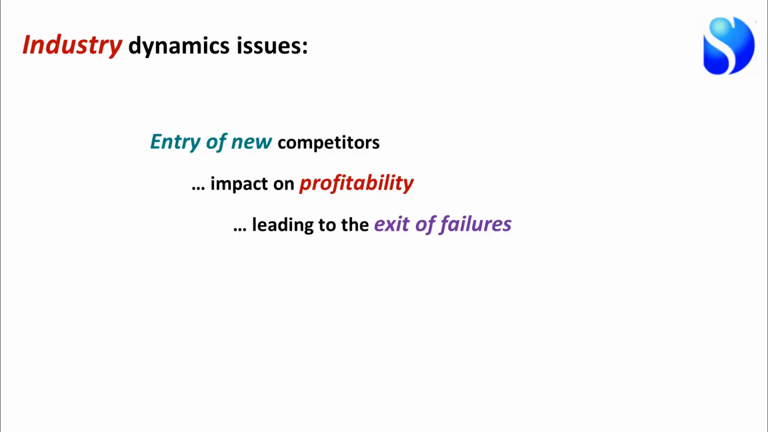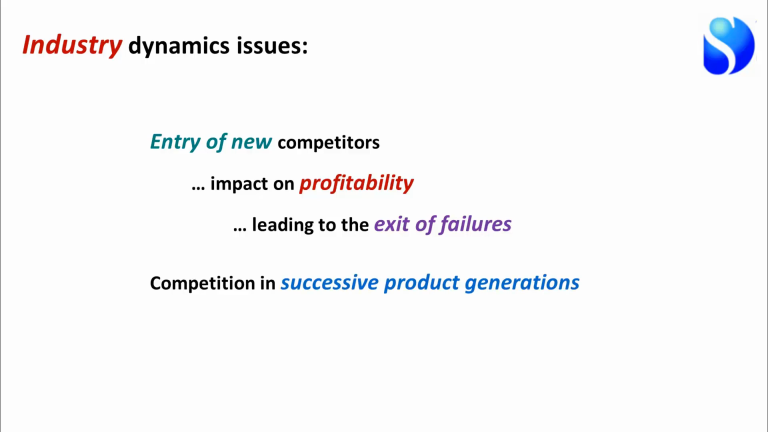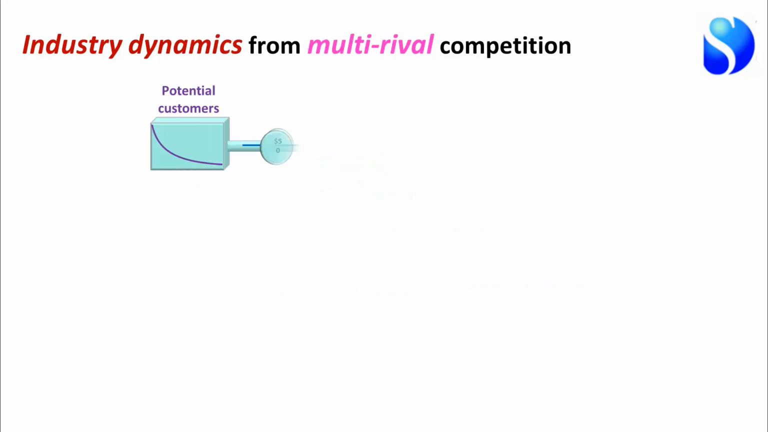If too many competitors try to get in and damage profitability, then some of those are going to fail and leave the marketplace. We're also going to look at an interesting issue of how competition plays out when you've got successive generations of products and each competitor launches a new product competing against a similarly specified new product from another competitor. So let's start by looking at that first issue.